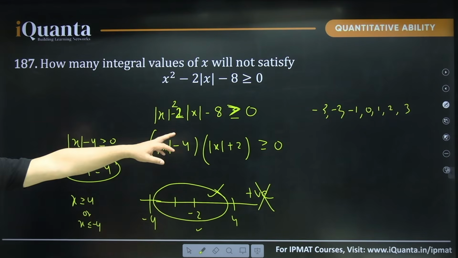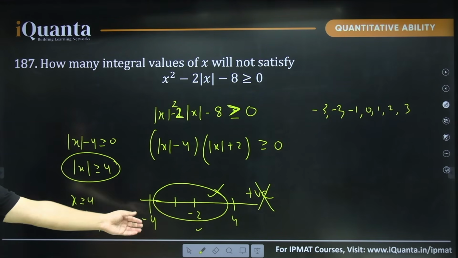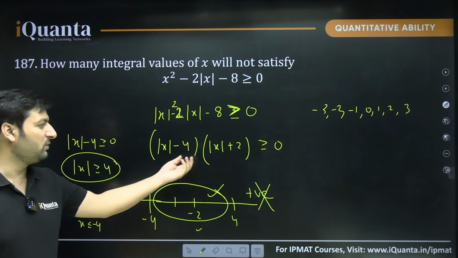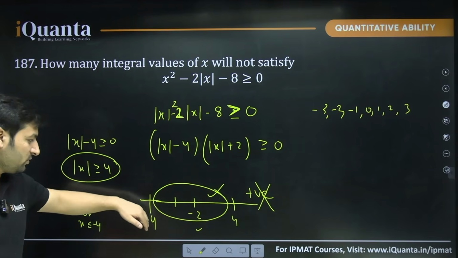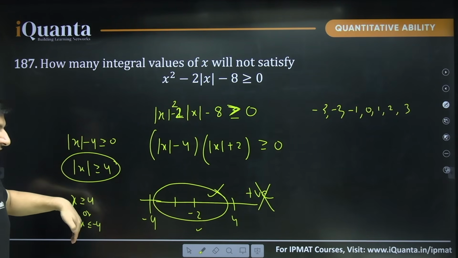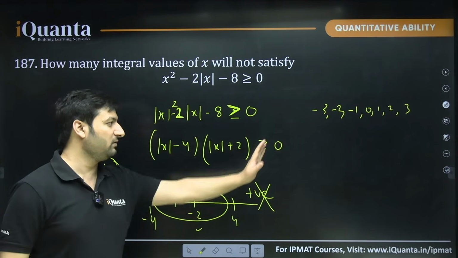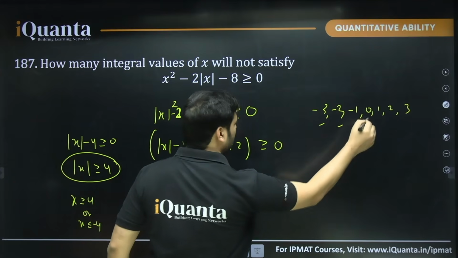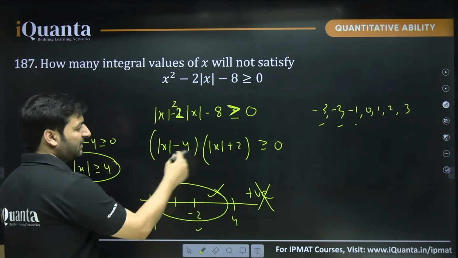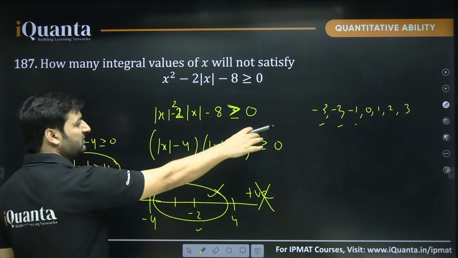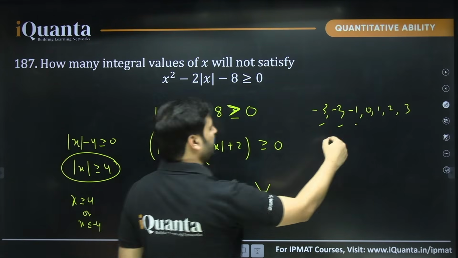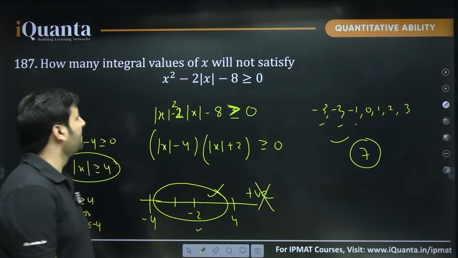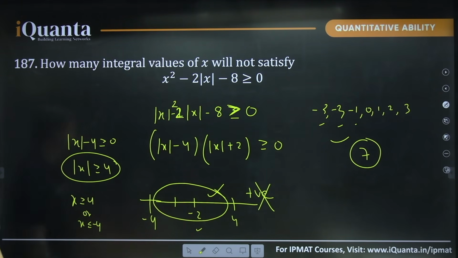If you go beyond minus 4, say you take minus 5, then what happens? Minus 5 minus 4 is negative, so the product is positive. So we are very sure that below minus 4 nothing is going to fail. So between minus 4 and 4 we have these values. Let us check for minus 3, minus 2, minus 1. Minus 3, this is negative, this is positive. Minus 2, this is negative, this is positive. These are going to not satisfy. How many values are these? 1, 2, 3, 4, 5, 6, 7. So 7 integral values of x will not satisfy this particular inequality.